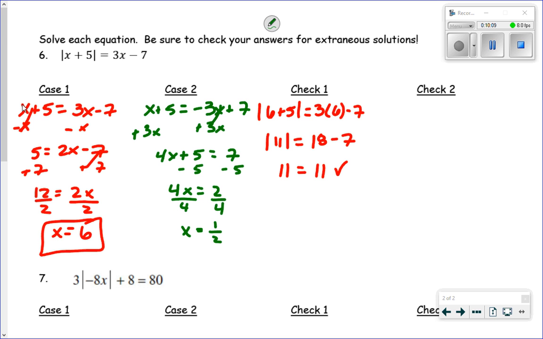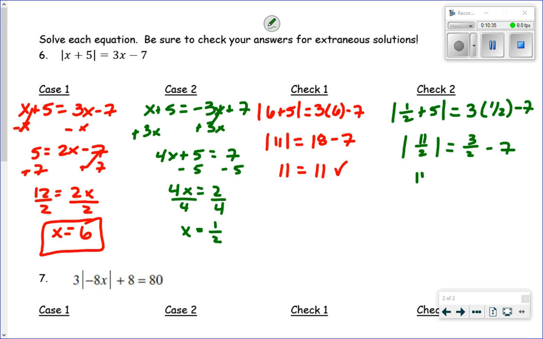Check 2. Again, going back in the original problem, so I've got 1/2 plus 5 equals 3 times 1/2 minus 7. Okay, 1/2 plus 5 would be 11/2. And 3 times 1/2 would be 3/2. Absolute value of 11/2 would be 11/2. Remember, you can do all of this in your calculator. 3/2 minus 7 would be negative 11/2.